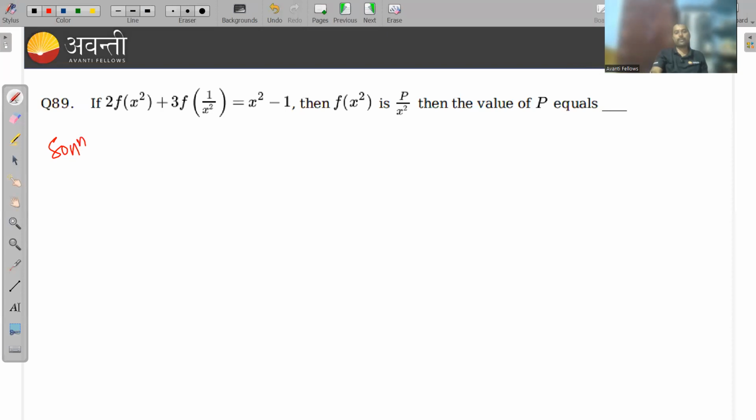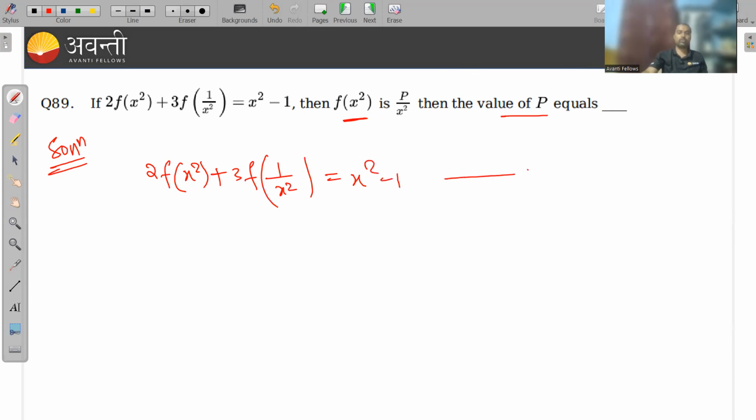Let's see the solution for this question. It came from the function topic and a functional equation is given. You need to find the value of p, if f of x square is equal to p by x square. We write 2 into f of x square plus 3 into f of 1 by x square is equal to x square minus 1. Suppose this is my equation 1, which is given.